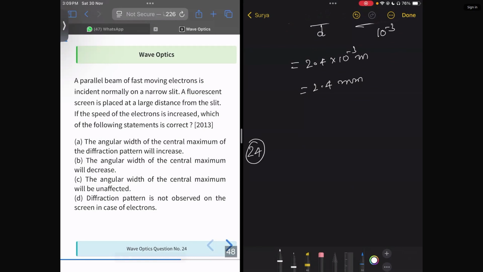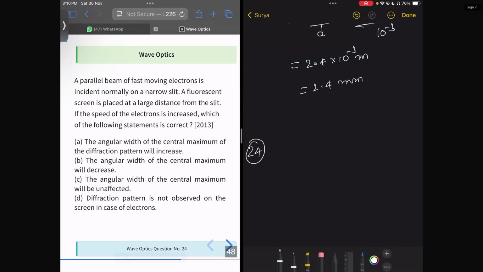So, question 24. Next question. A parallel beam of fast moving electrons is incident normally on a narrow slit. A fluorescent screen is placed at a large distance from the slit. If the speed of electrons is increased, which of the following statements is correct? The angular width of the central maximum of the diffraction pattern will increase, or it will decrease, or it will be unaffected, but the diffraction pattern is not observed on the screen in case of electrons.